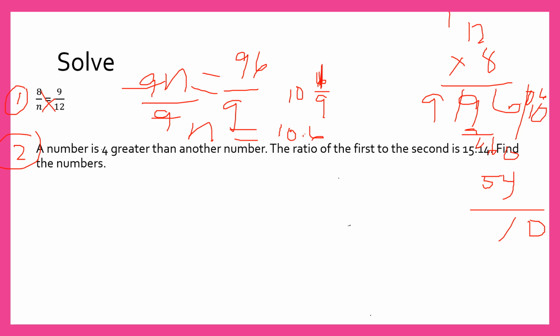Number 2: a number is 4 greater than the other number. The ratio of the first to the second is 15 is to 14. Okay, actually this is an advanced question and we can deal with it using the partitive proportion. So we can leave this problem here and do it the next time, especially if you're going to go to the partitive proportion, because this problem already involves a partition, and it's much more difficult for us if we are going to do it now.